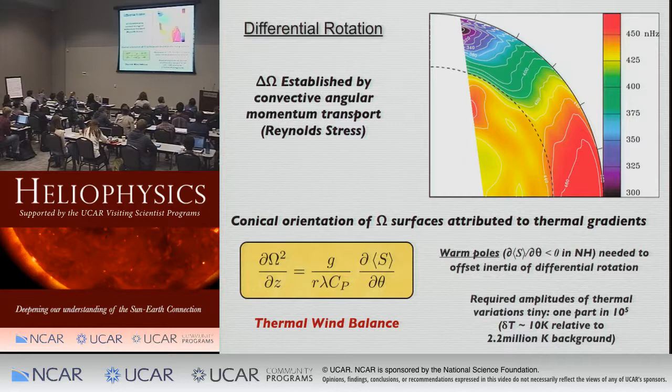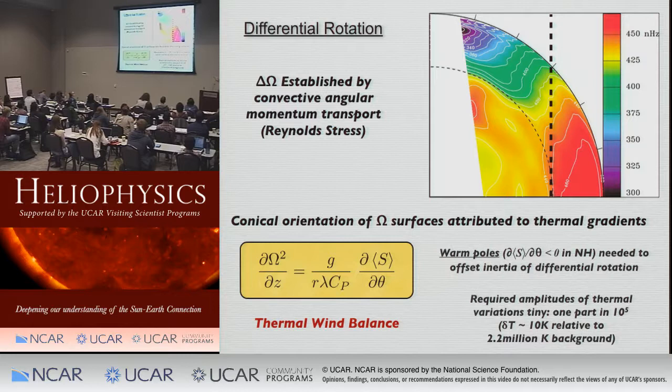So d omega dz, as you go up in z, omega is decreasing. It's fast down here and it's slow up there. So as you cross this yellow line, d omega dz is negative. So that means ds d theta will have to be negative in the northern hemisphere, which means toward the poles.